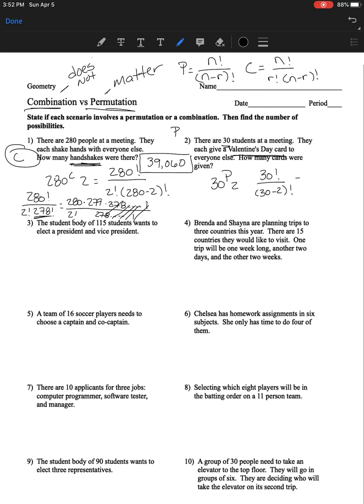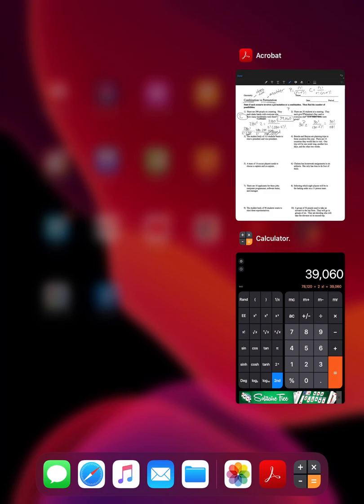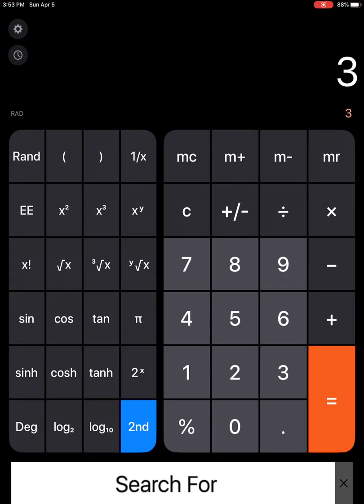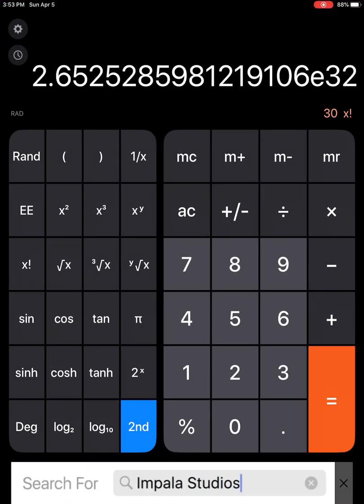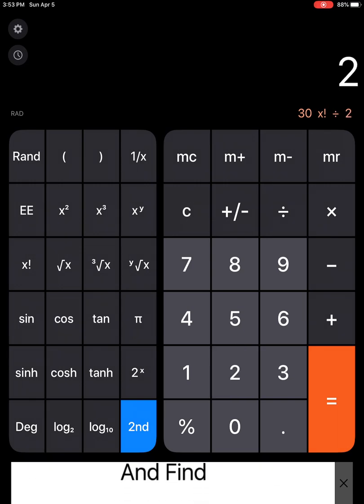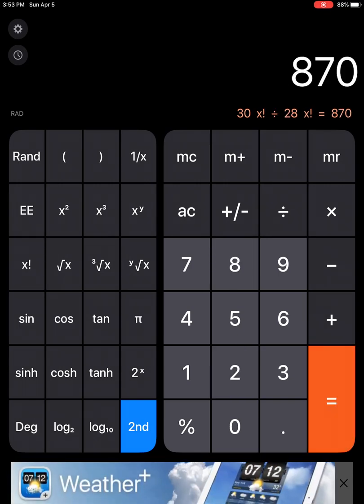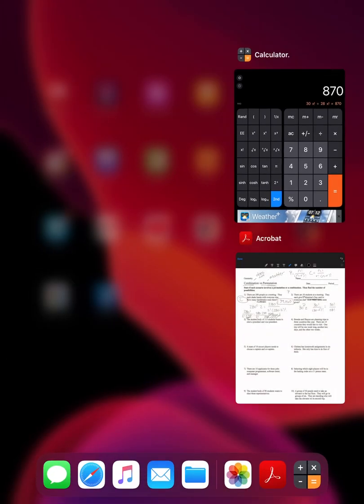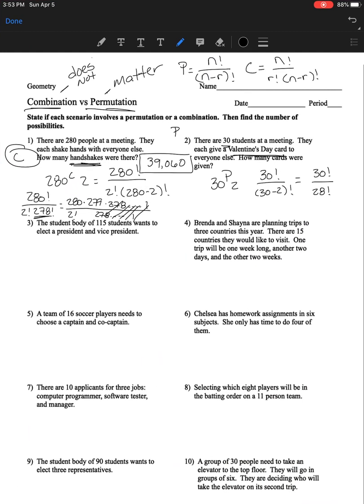So I'm using my permutation formula here. It's going to be 30 factorial on top divided by 28 factorial on bottom. I think our calculator can handle this one. So I'm going to do 30 factorial divided by 28 factorial. My answer is just going to be 870. So easy peasy. Okay, so just make sure you pay attention to which question it is and whether or not you have to use permutation or combination.